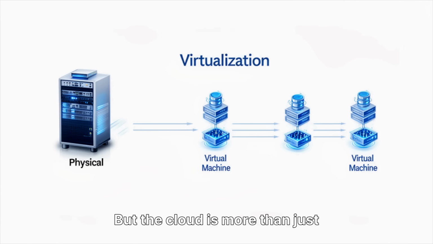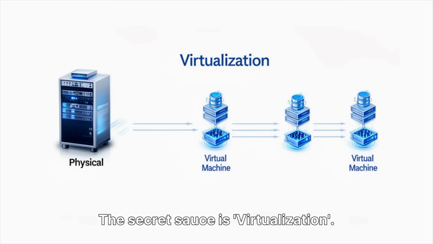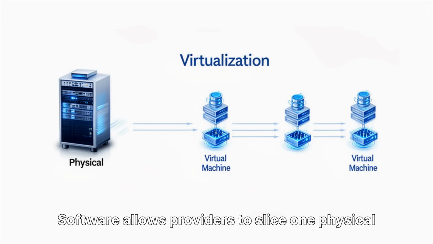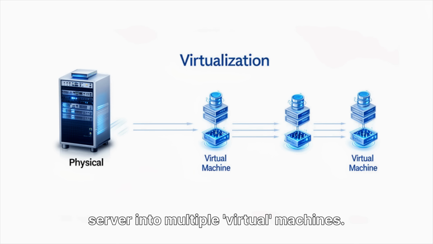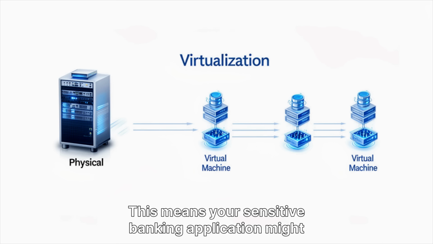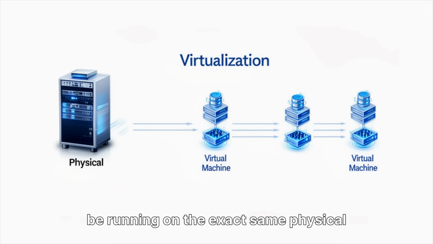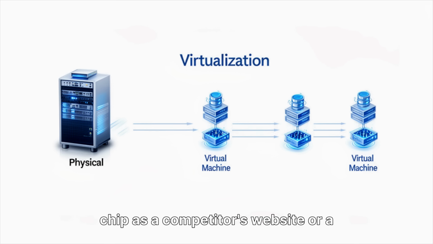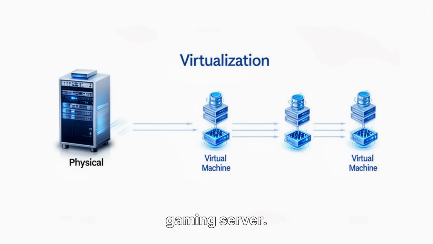But the cloud is more than just remote hardware. The secret sauce is virtualization. Software allows providers to slice one physical server into multiple virtual machines. This means your sensitive banking application might be running on the exact same physical chip as a competitor's website or a gaming server.